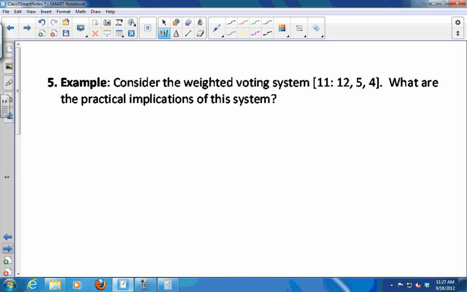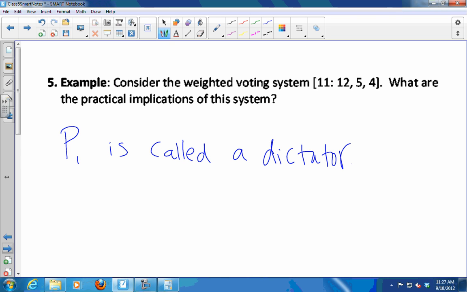But what if I made, oh, so here's a new voting system. 11 is the quota, and then we have 12, 5, 4 as the weights. What are some practical implications? Player 1 is called a dictator. They get to do whatever they want. Pass the motion, not pass the motion. It is entirely in player 1's hands. There is nothing player 2 or player 3 can do about it. Player 1 gets to do whatever they want.